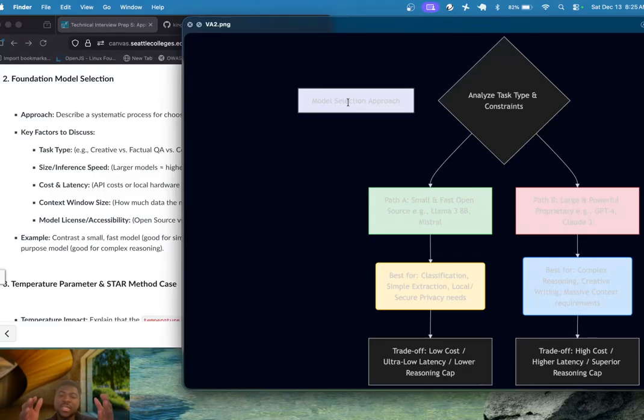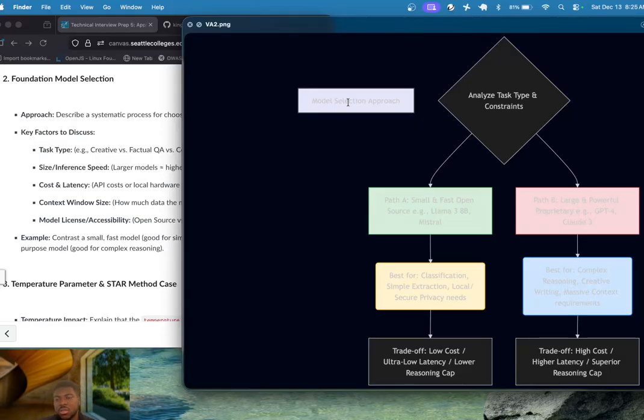But if the task is high volume classification, simple data extraction, or requires running in a secure air gapped environment, I'll choose a smaller open source model like Llama 3 or Mistral.